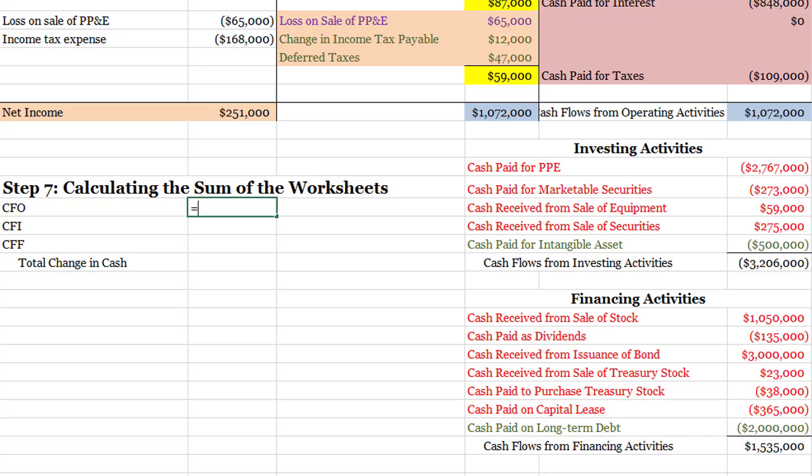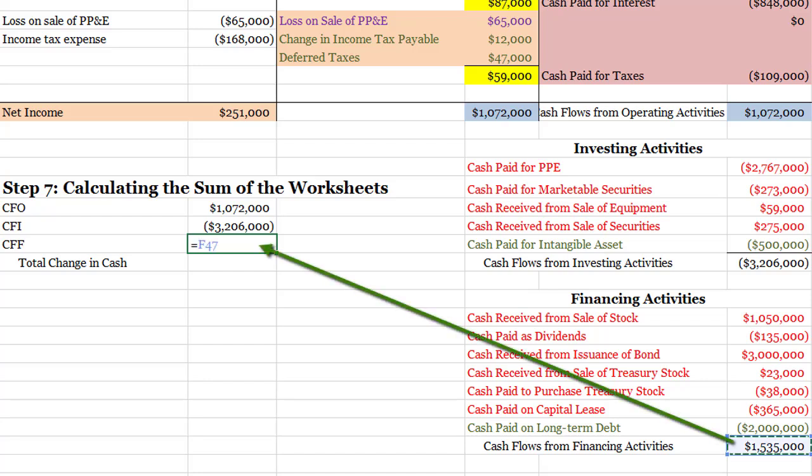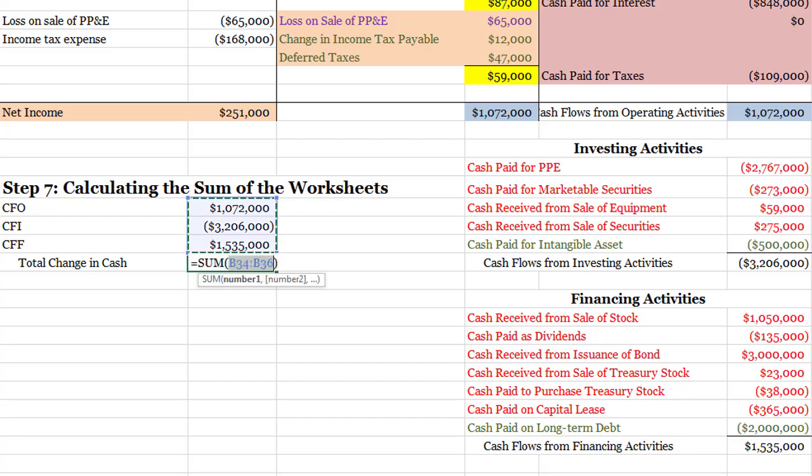So I'm going to bring down the cash flow from operations number down here. I'm going to bring the cash flow from investing number over here. And I'm going to bring the cash flow from financing number over here. And now the moment of truth, I'm going to add these up, and I'm going to go back and make sure that it matches step 1.